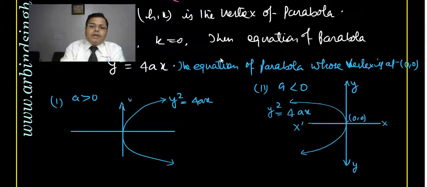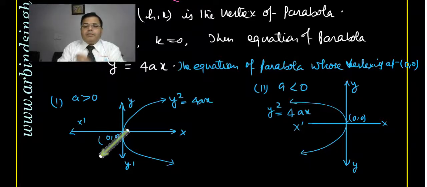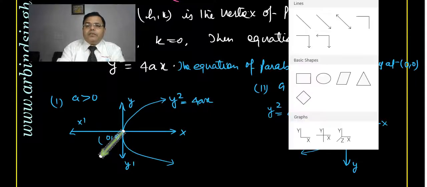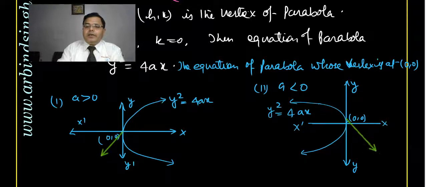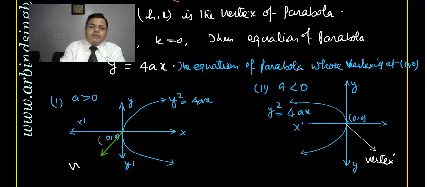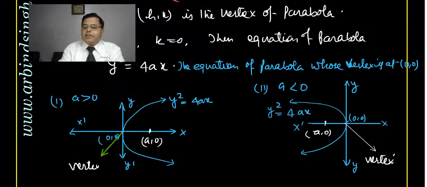And this one is the y-axis, this is the x-axis, x dash and y dash as well. So this one is 0, 0. That is called the vertex of parabola. This one is also called the vertex. Now, in this parabola, the vertex is at 0, 0. And here there is a focus that is called a, 0. This is called the focus. The focus is here, a comma 0. If a is negative, it will be minus a comma 0. So that is called the focus.